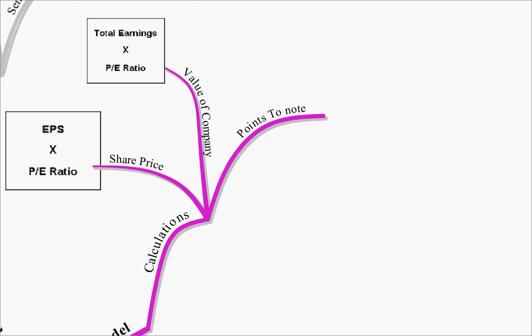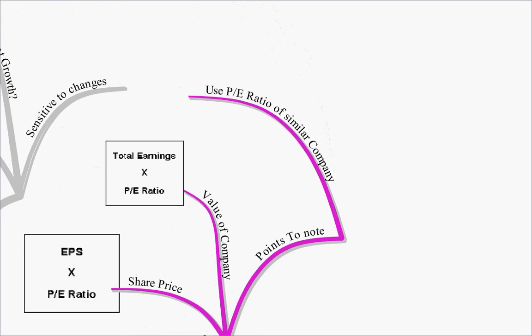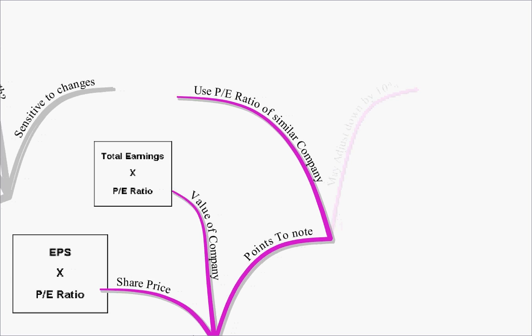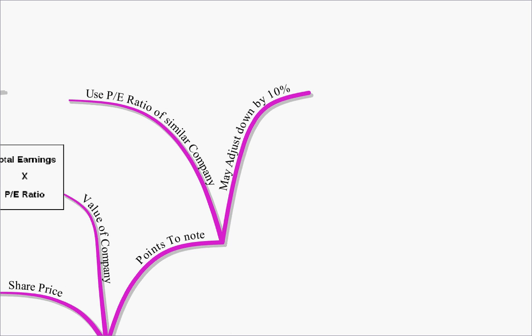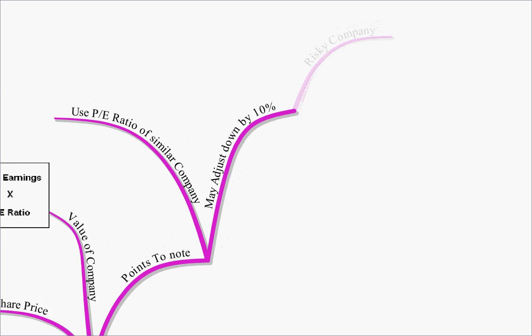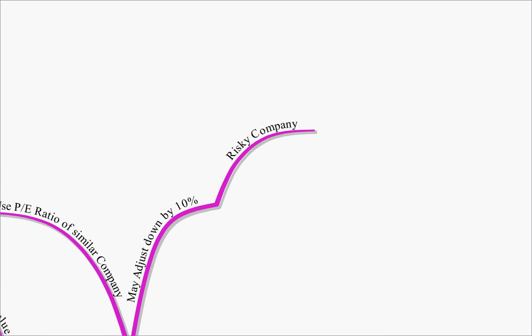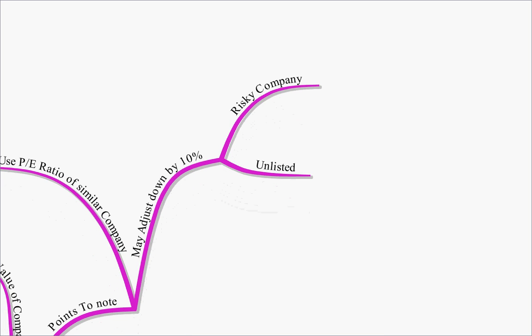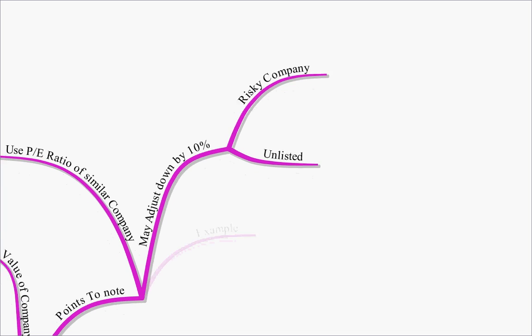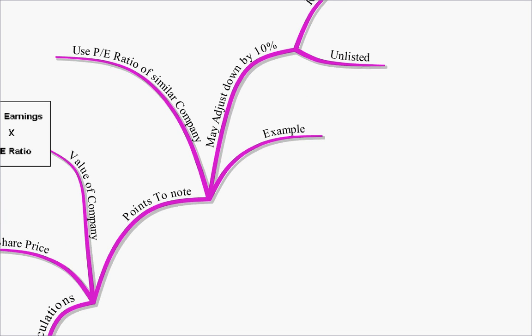Points to note if you're using this sort of method: you may use the price to earnings ratio of a similar company, for example if your company isn't listed. You can also adjust this price to earnings down by 10% in two situations: if it's a risky company that you're looking at, or if it's unlisted. And we looked at an example of both of those in class.